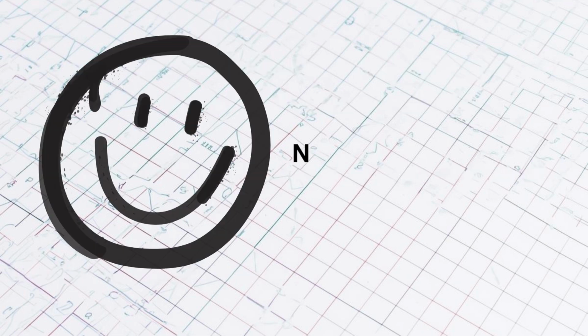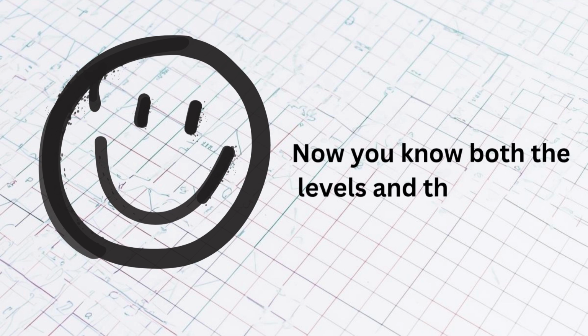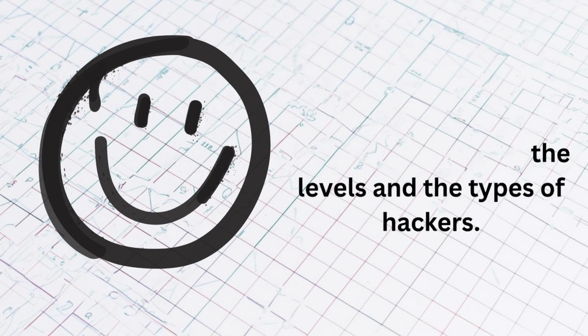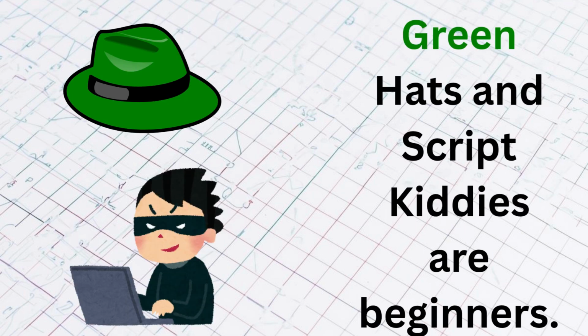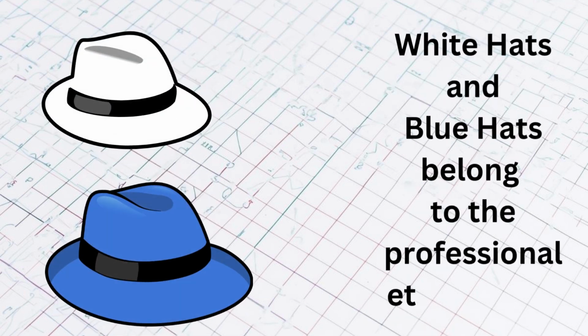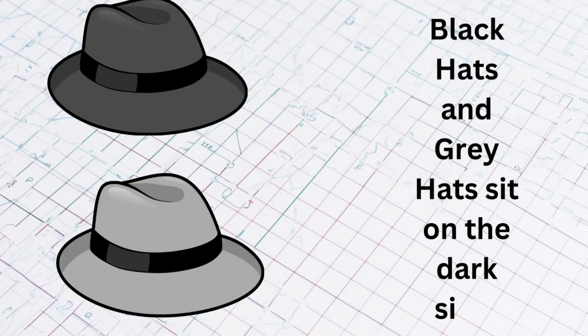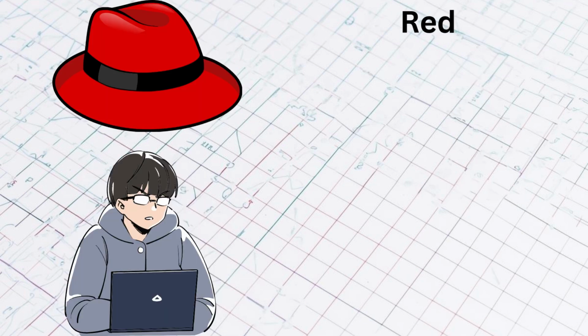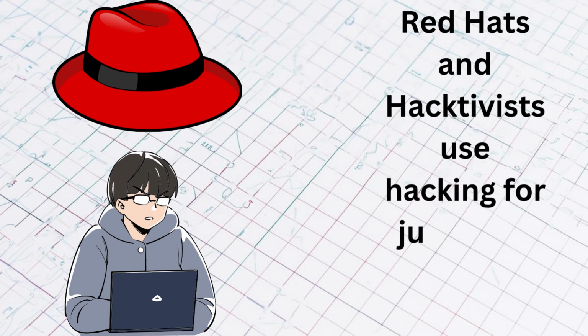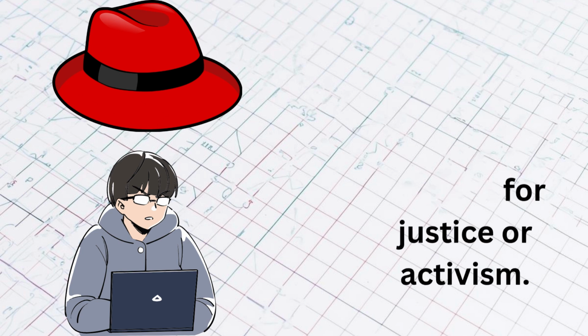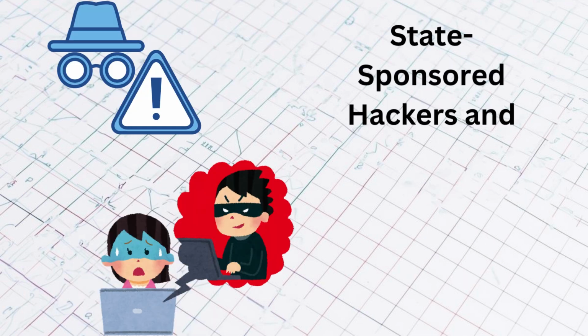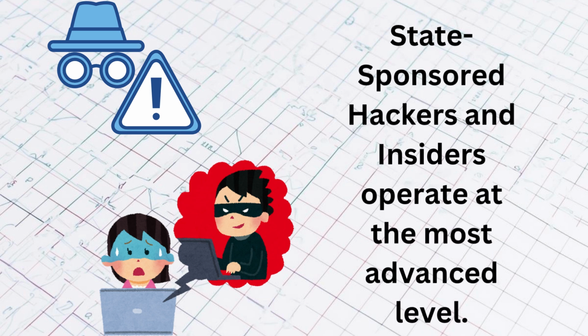Now you know both the levels and the types of hackers. Let's quickly combine them. Green hats and script kiddies are beginners. White hats and blue hats belong to the professional ethical side. Black hats and gray hats sit on the dark side. Red hats and hacktivists use hacking for justice or activism. State-sponsored hackers and insiders operate at the most advanced level.